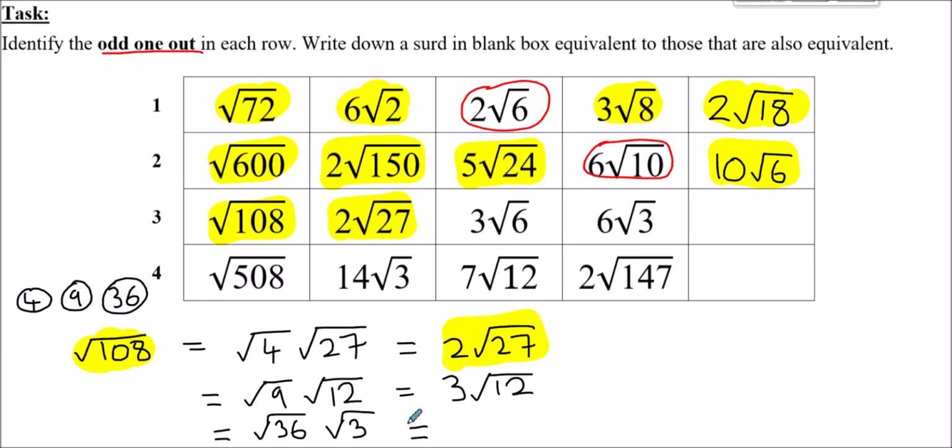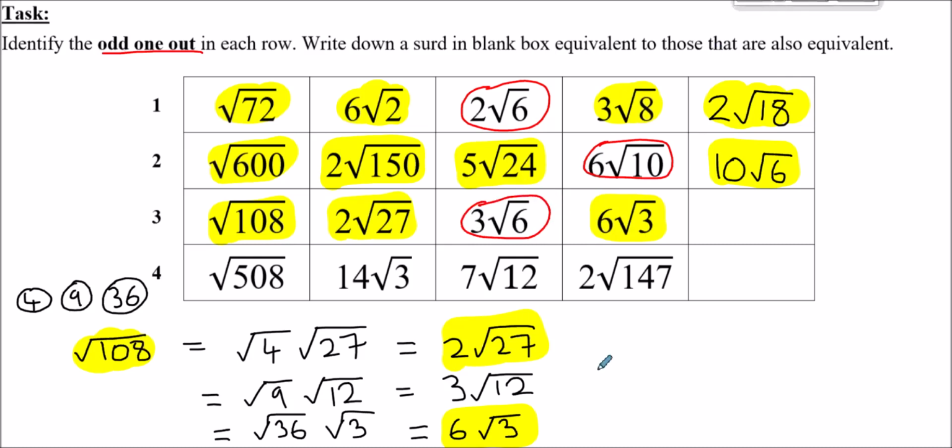36 rooted is 6, and the square root of 3 becomes the square root of 3. Just leave it as it is. And so 6 root 3 also is the same. Therefore, again by a process of elimination, 3 root 6 is the odd one out here, so we can ring that one.